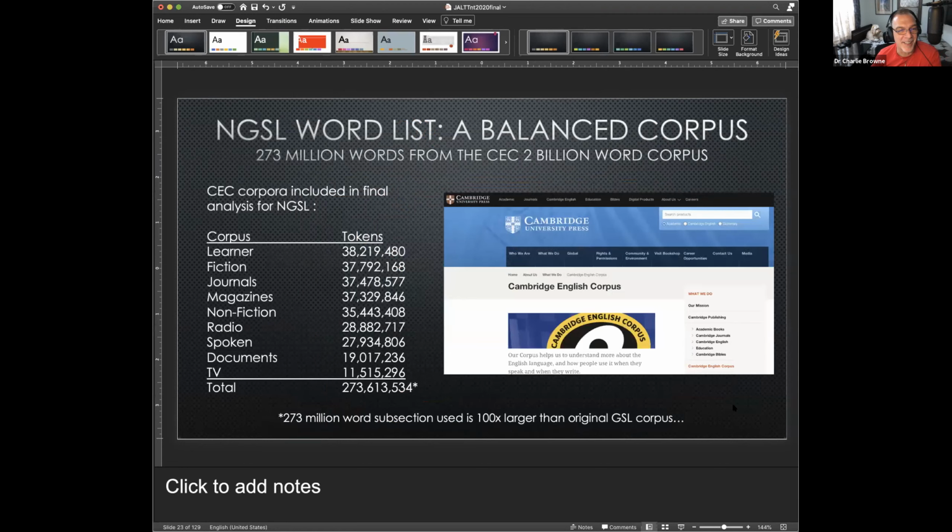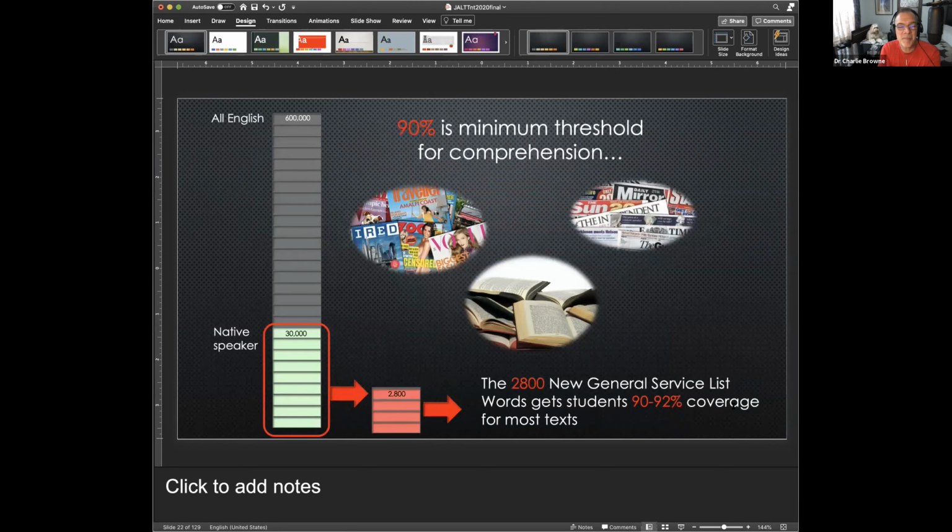Okay, there we go. So the New General Service List, what you can see there in this slide: 600,000 words in the English language, that's on the left. 30,000 is about what a native speaker knows. The 2,800 words in the NGSL gives students an average of 90 to 92% coverage for most newspapers, magazines, and texts that they would encounter. So for general English, it offers very high coverage, and this is for written materials.